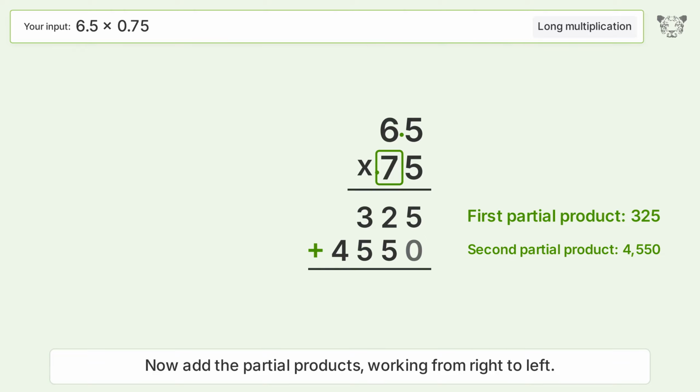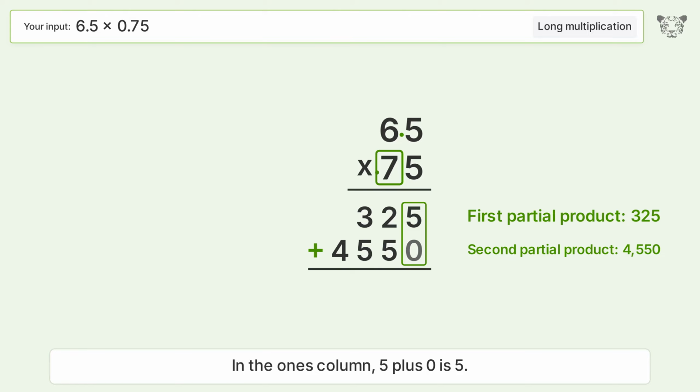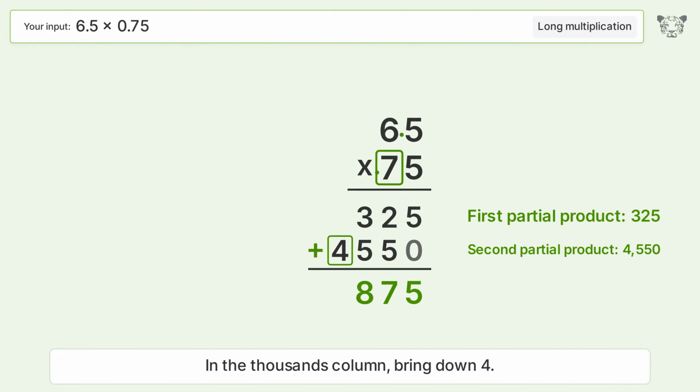Now add the partial products, working from right to left. In the ones column, 5 plus 0 is 5. In the tens column, 2 plus 5 is 7. In the hundreds column, 3 plus 5 is 8. In the thousands column, bring down 4. The product of the whole numbers is 4,875.